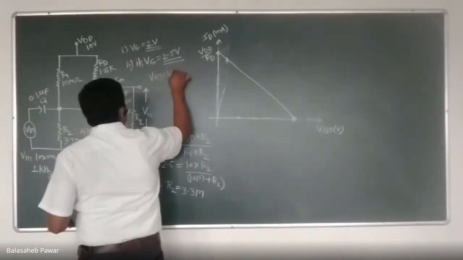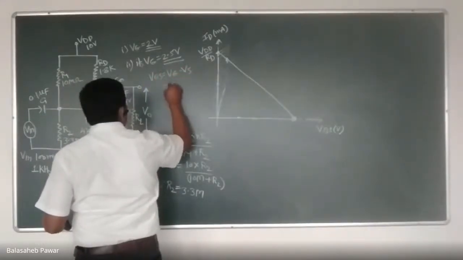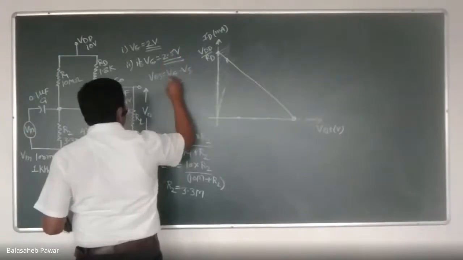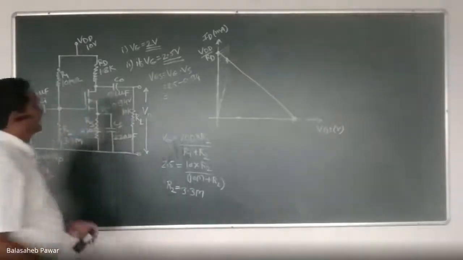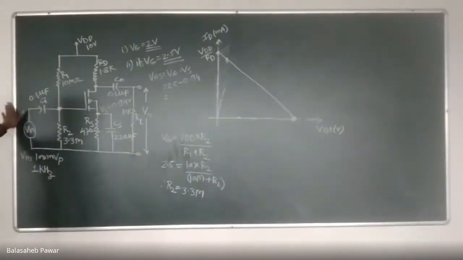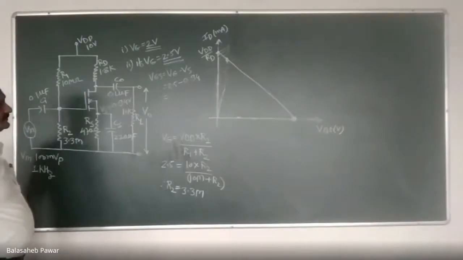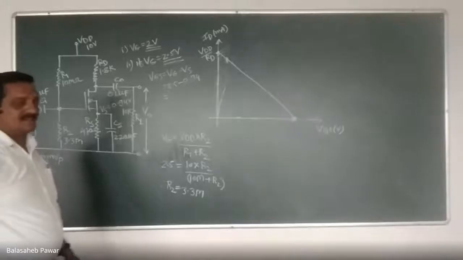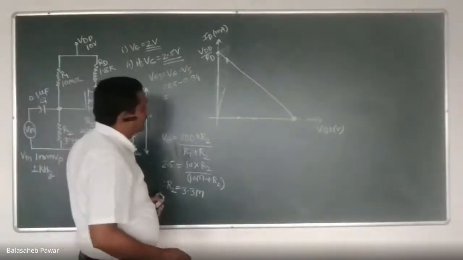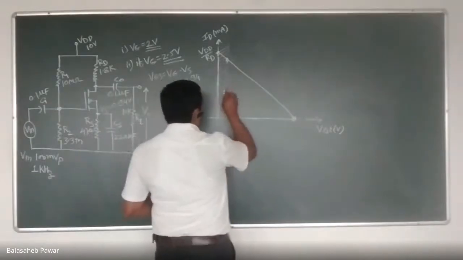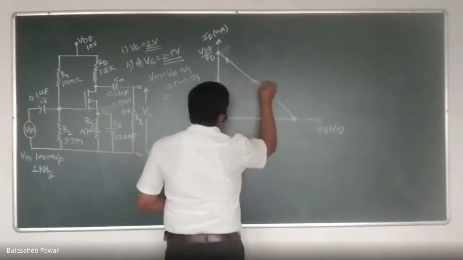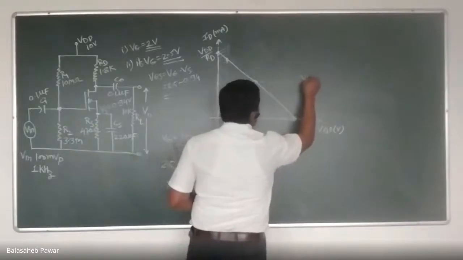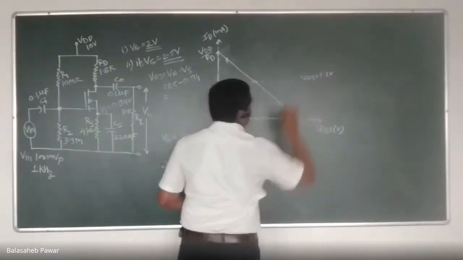Agree with this? Now, how much will be the new value of Vgs? Vgs is nothing but Vg minus Vs. Vg is 2.5 minus Vs is 0.94. So, how much is the value of Vgs? Calculate it. 2.5 minus 0.94 is 1.56. Is it correct? Yes.